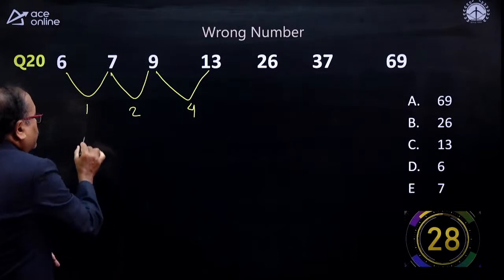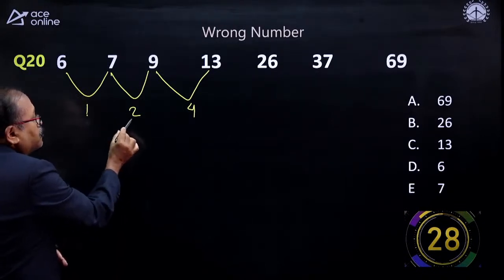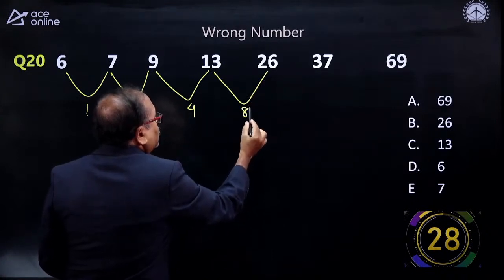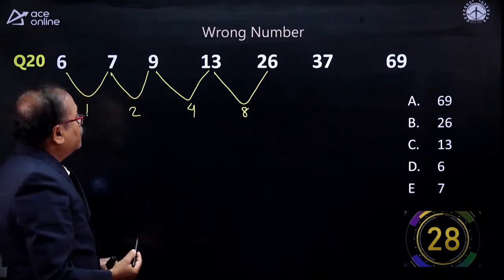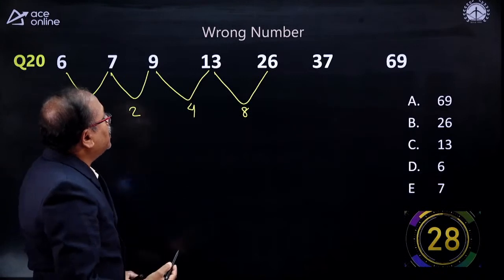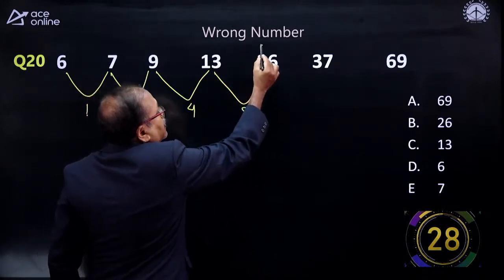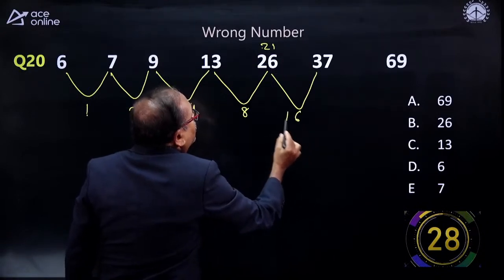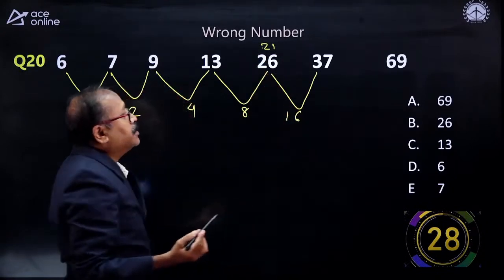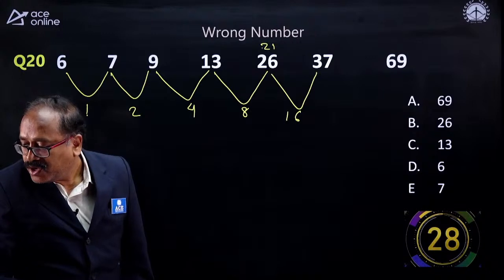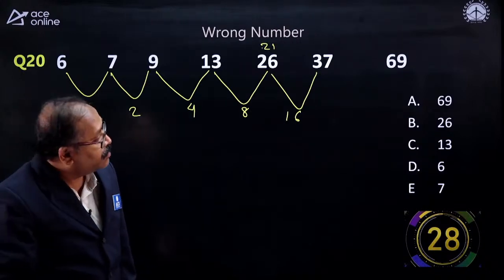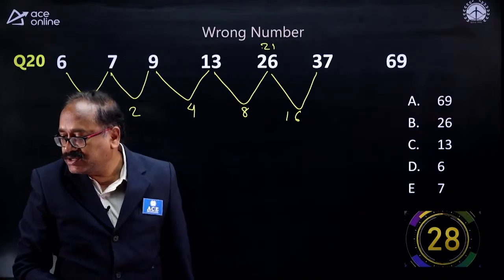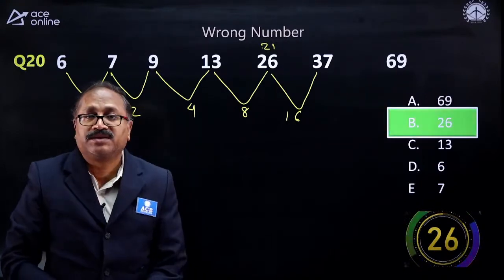Did you notice that? Can I write this down? This is 1, into 2 is 2, into 2 is 4. So then the difference has to be into 2, 8. So when you add 8, it comes 21. And from here to here, it should be 16. So 21 plus 16, you are getting 37. Okay, which one is the wrong number? The wrong number is 26. So that's your answer.